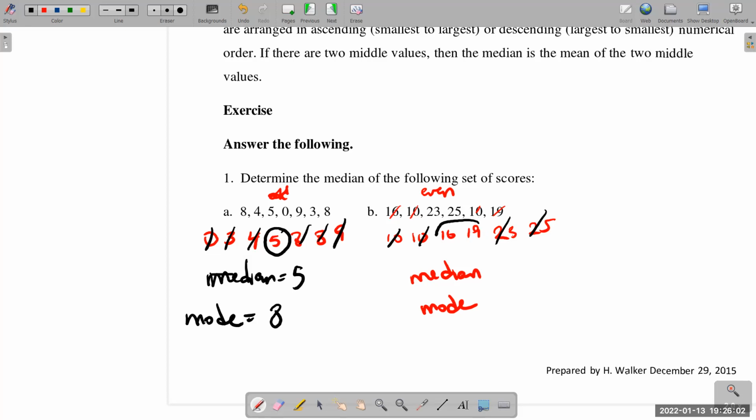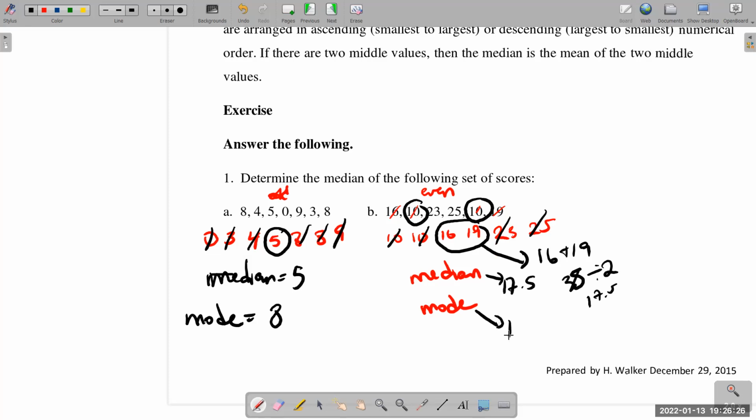So since we have 2 values, we know what we need to do. We need to say 16 plus 19. How much is that? 35. Yeah, and 35 divided by 2 is 17.5. So our median is 17.5. And our mode is obviously 10 because we got 2 values of 10.